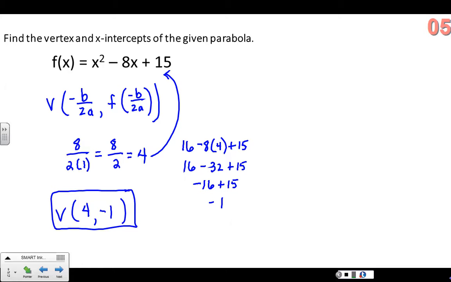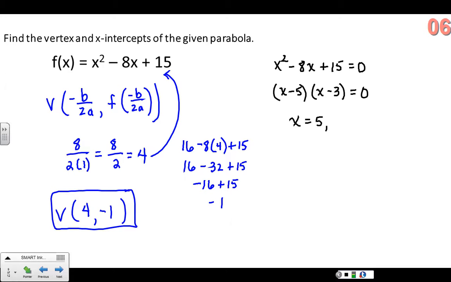It also asks me to find any x-intercepts. So let's see if we can do that. If I set the function x squared minus 8x plus 15 equal to 0, I might could factor or use the quadratic formula. I believe this one will factor. Two numbers that multiply to give me 15 but add to give me negative 8: x minus 5 and x minus 3. If you set those factors equal to 0, we get x equal to 5 and x equal to 3. That means that our parabola will actually cross the x-axis at positive 5 and positive 3.